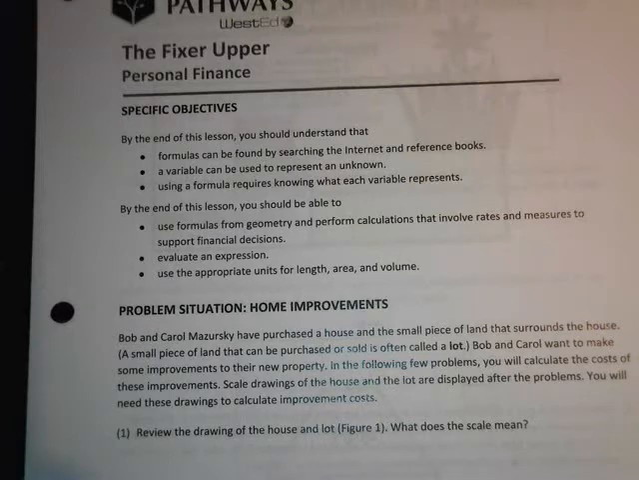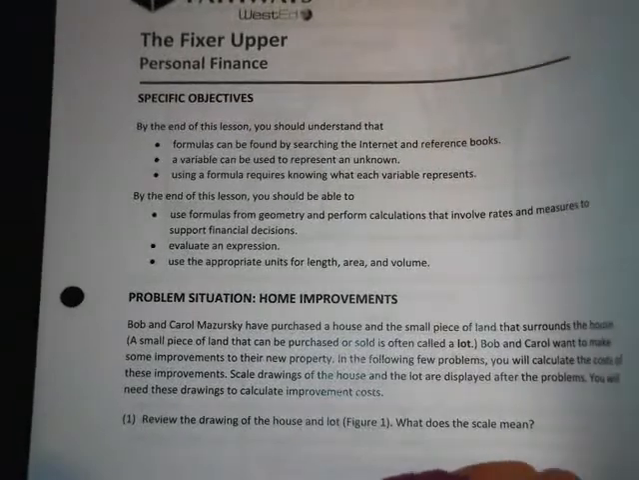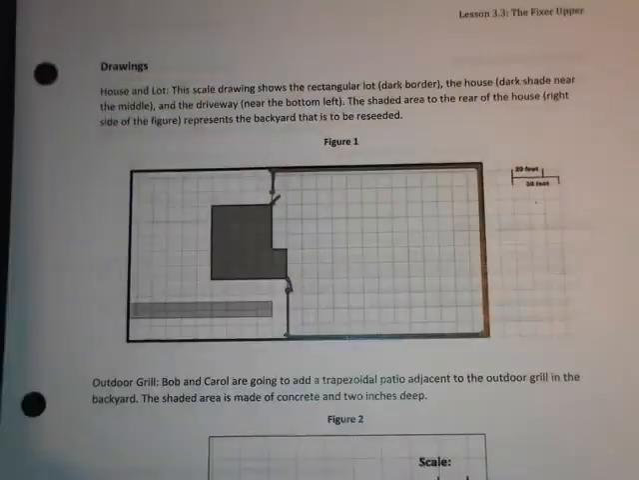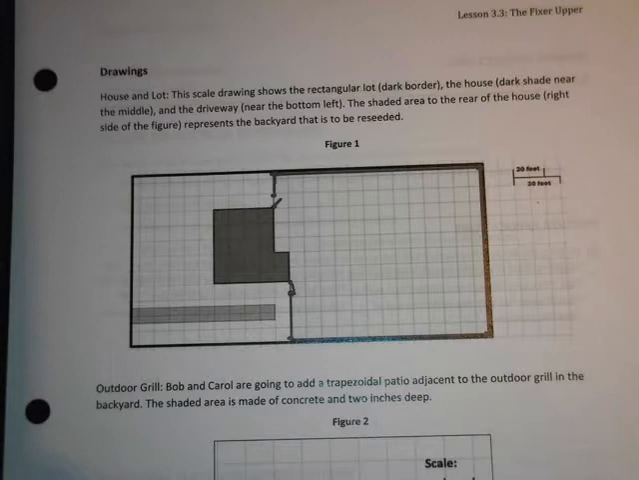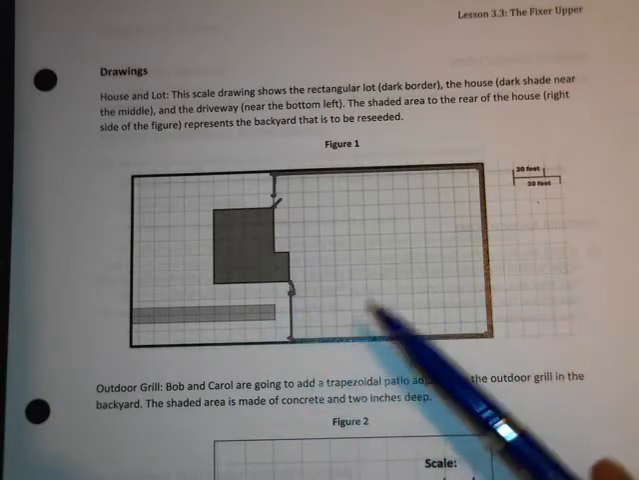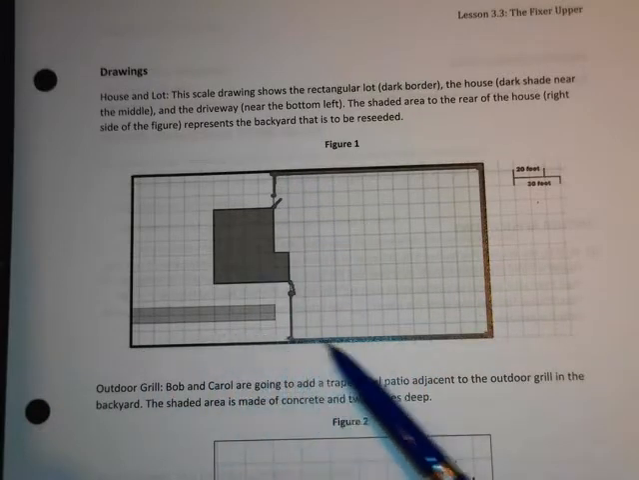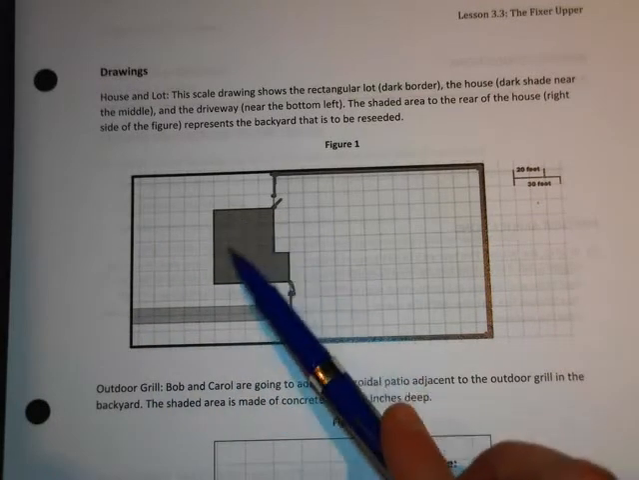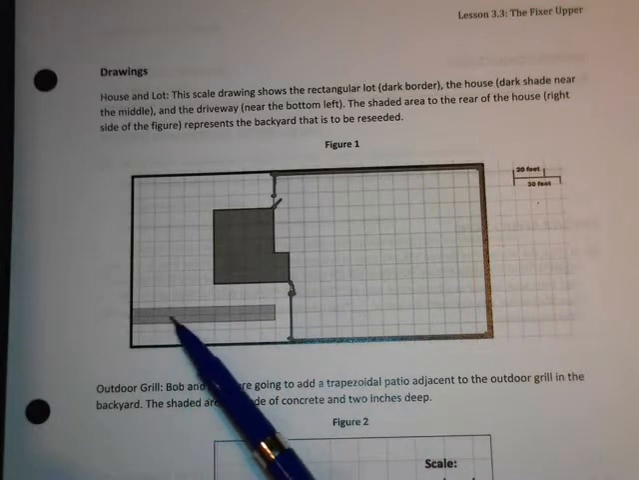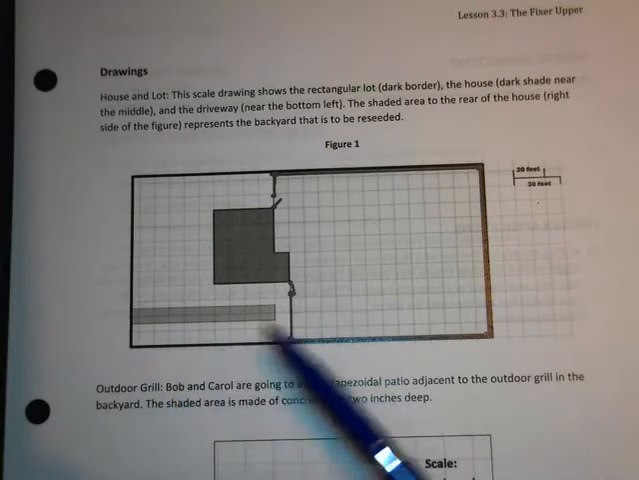Okay? So this is where it would be so nice if we were working together. I want you to look at the drawing that they've given you on page 341, and I want you to find the scale. So look at the scale and try to understand what's happening. So they said the dark border, right? This is their lot that they purchased. The house is right here. And then this is the driveway, this kind of gray area. And then the shaded area to the rear of the house, this right side, right here, this is their backyard.